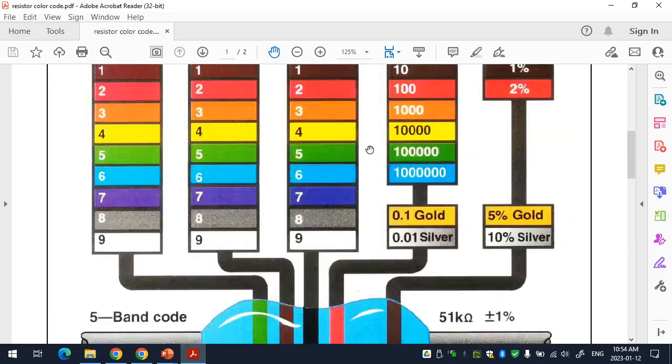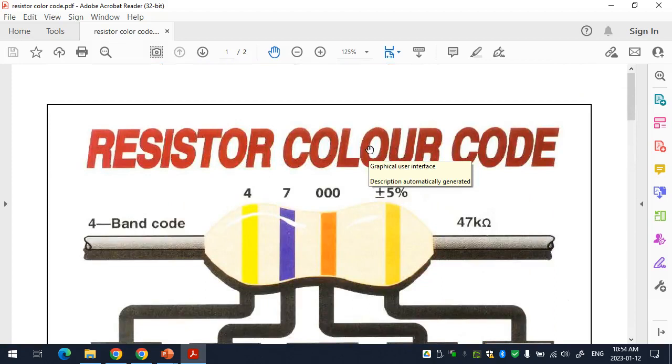Now, by the way, the only confusing part about reading this is sometimes deciding if it's red or orange, or if it's yellow or gold, or gray or silver. I know sometimes it's even hard for me to guess. So let me show you one that I have here in my hand.